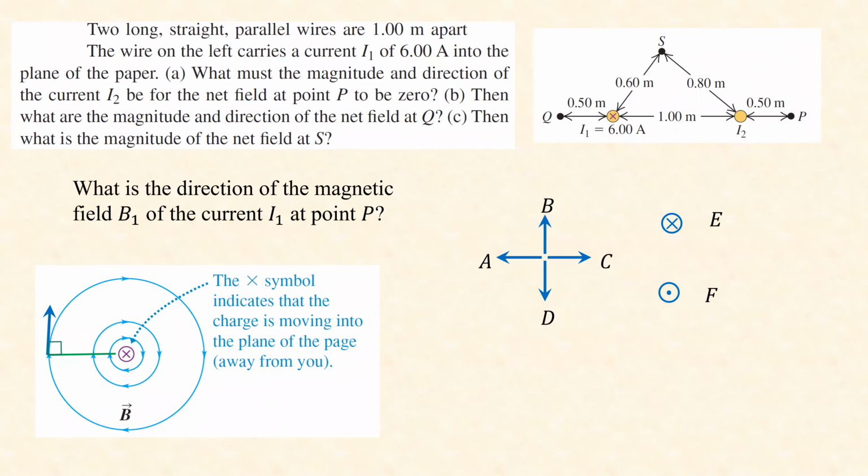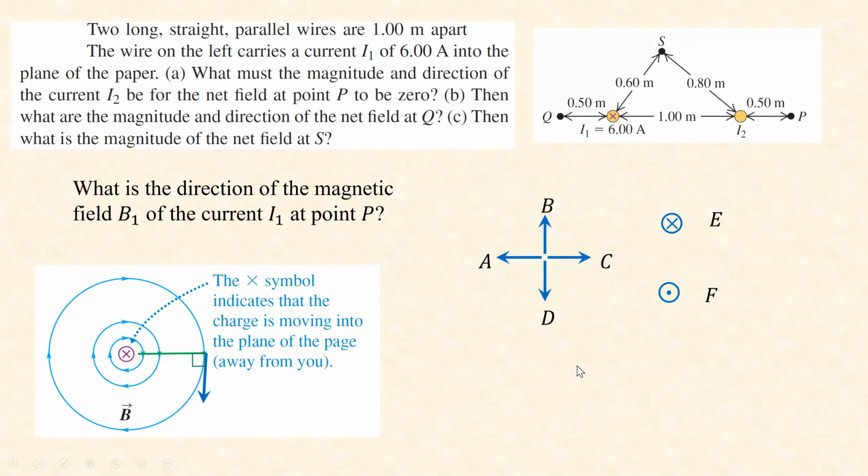And we went through this example that had 2 long straight parallel wires, 1 meter apart. As you see here, you see the cross section. The current of 6 amps going into the page through this wire that's perpendicular to the page. What must the magnitude and direction of the current I2 be for the net field at point P to be 0? And we did that. I asked you some questions.